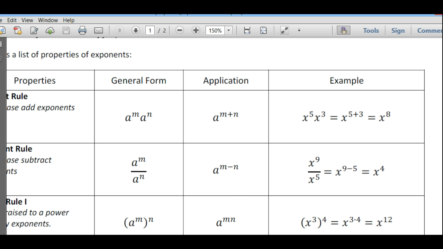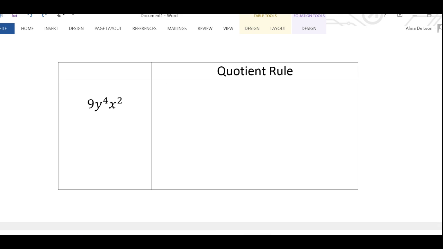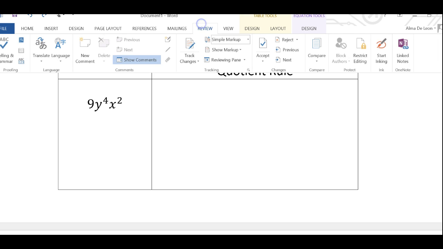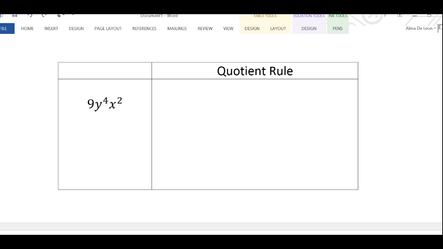So we want to use the same rule, quotient rule, to come up with our solution. All I'm going to do is think of what I can subtract from the top that would result in me ending up with 4 y's on the top. Well, if I have 7 y's on the top, 7 minus 3 would result in me having 4 y's left, right? Because I'm going to keep the same base, the y, and all I'm going to do is subtract the exponents. 7 minus 3 gives me 4.